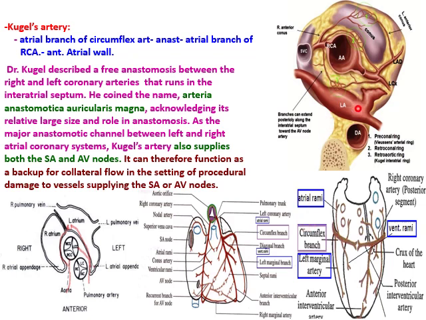Here you can see this is the left atrium, this is the right atrium. Approximately this happens to be the interatrial septum. This is the ascending aorta. This is the infundibulum of the pulmonary trunk, which is called the conus.